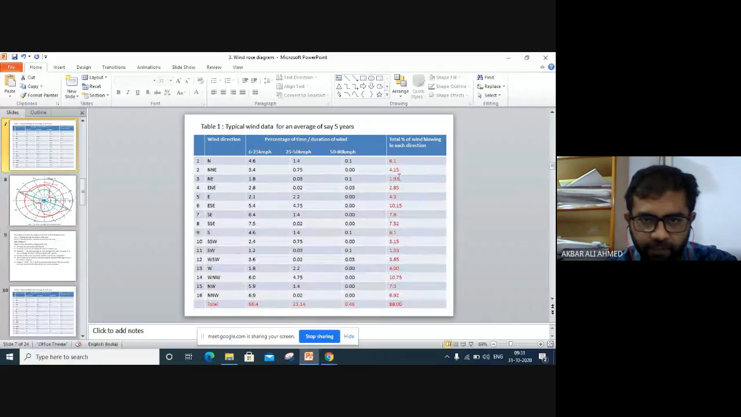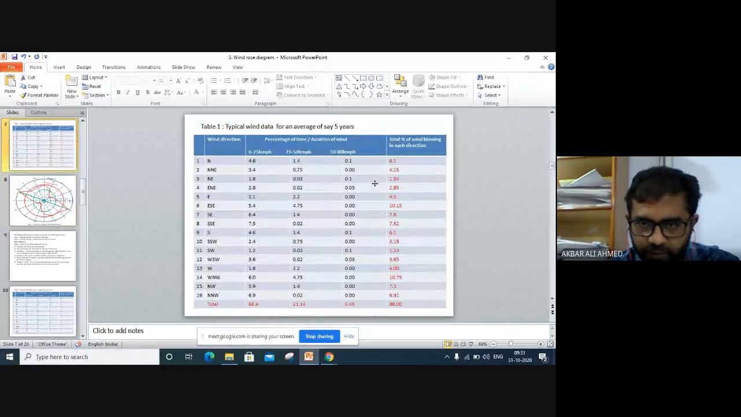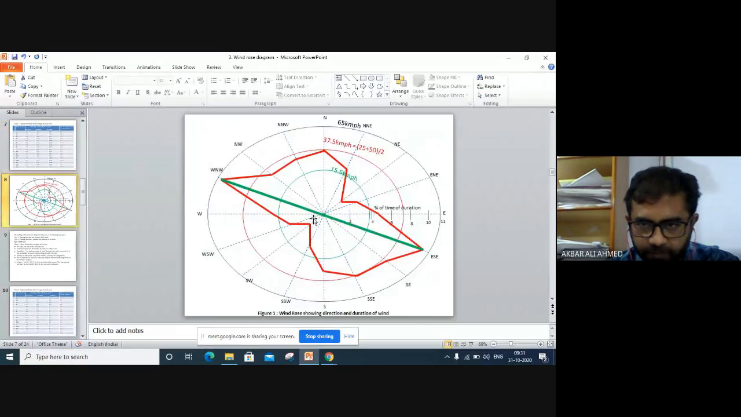Then for northeast you're getting 4.15. So on this line, from here you draw 4.15. 4 is here, so a little bit above 4 is 4.15. You're getting it here. Similarly, you will get the next direction. How much are you getting? 1.93. So it is here, this point, just below 2.